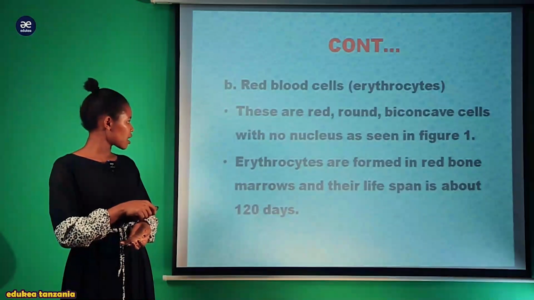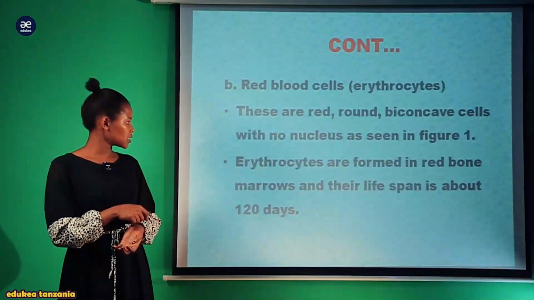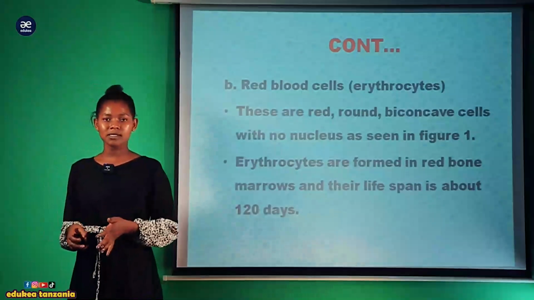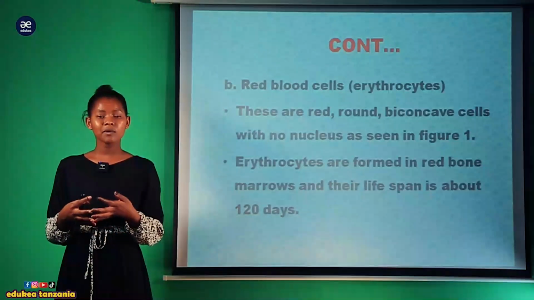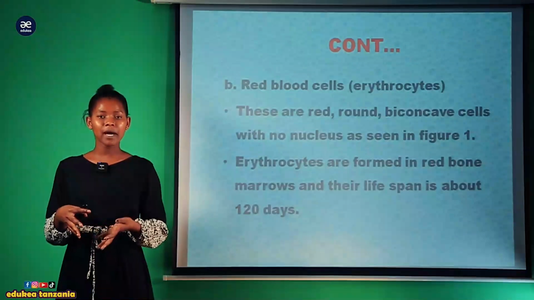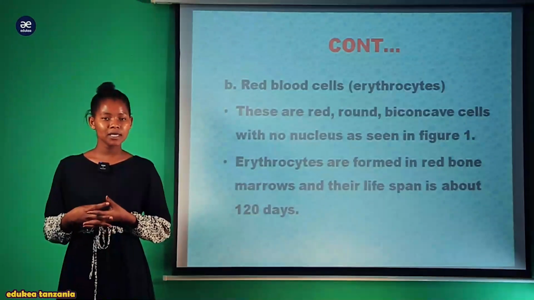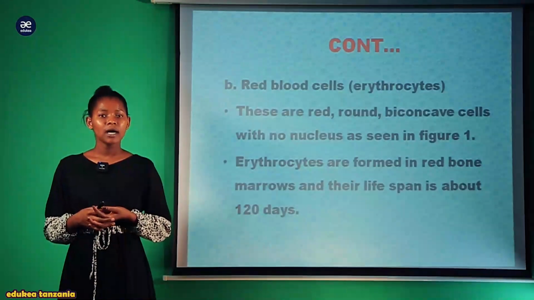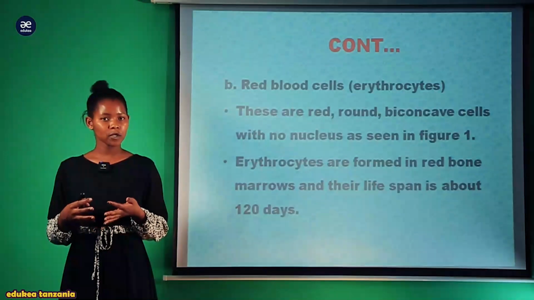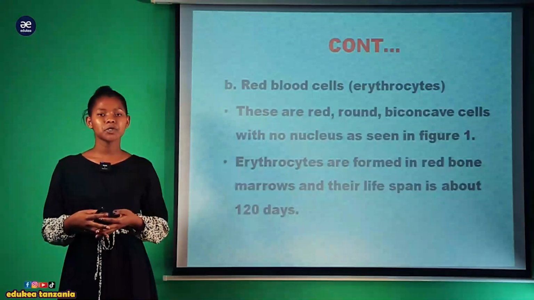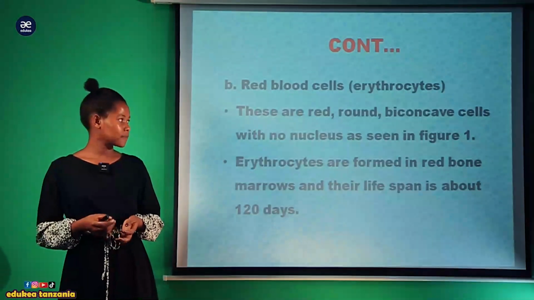Pia erythrocytes are formed in red bone marrows and their lifespan is about 120 days. Zinakuwa au tunasema kwamba zinatengenezwa kutoka kwenye bone marrows. Bone marrows ni ule uroto kwenye mifupa, ndiko ambako red blood cells zinakuwa formed, na zinakuwa na uwezo wa kuishi kwa siku 120. That is red blood cells.